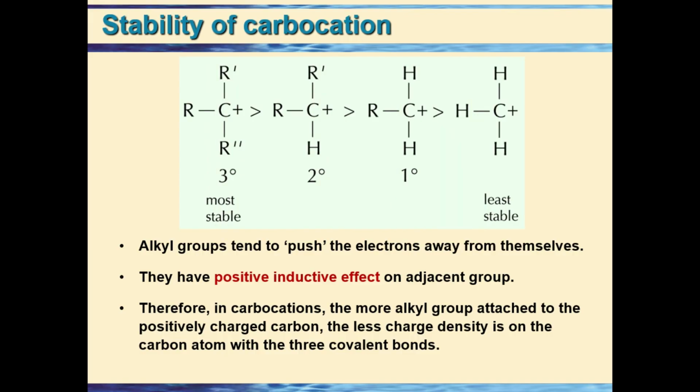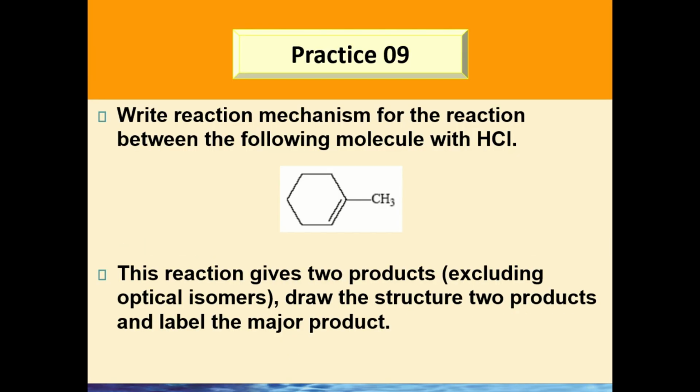This electron donating effect of alkyl groups is also called the positive inductive effect. So alkyl groups have a positive inductive effect on their neighbor, on the adjacent atom. So more alkyl groups, more stable. Now I have practice 9 for you: write 2 different products for the reaction between this cyclic alkene and also HCl. Try to draw the 2 products and identify which one is the major product.